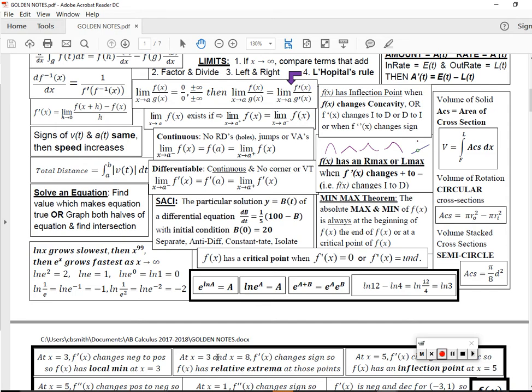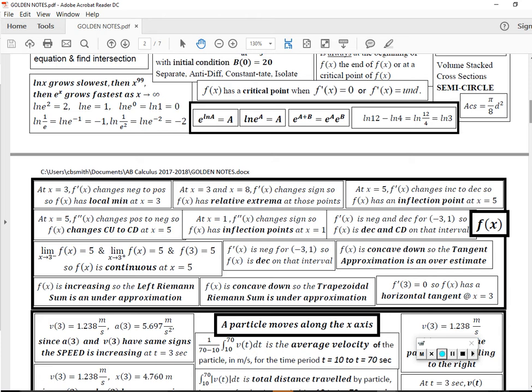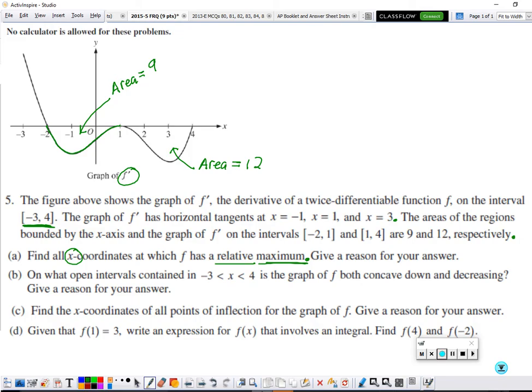So f has a relative max or local max when f prime changes from positive to negative. And I even have examples on the back here to help you remember how to do that. So here we go. Local min, or in this case would be relative max. At x equals 3, f prime changes negative to positive. Not an example. I know exactly what to do. Come back to the front.